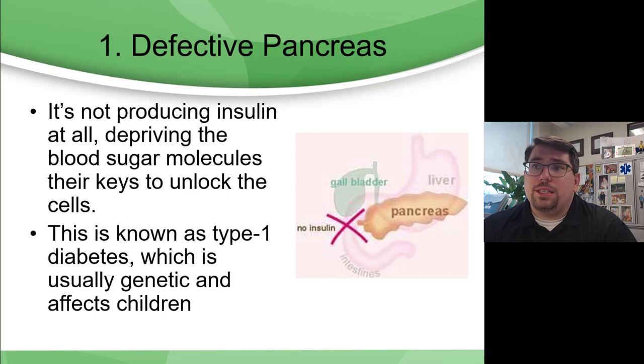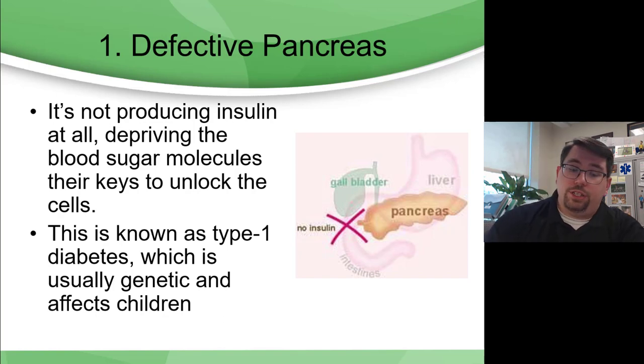For defective pancreas, it's just not producing insulin at all. It's going to deprive the body of blood sugar molecules because the key, insulin, is not able to unlock the cell for that sugar to get in to work. This is known as type 1 diabetes, which is usually genetic and predominantly affects children. You may see individuals who have type 1 diabetes who have an insulin pump or take insulin injections. There are type 2 diabetics, especially those that are more severe or brittle type 2 diabetics who have constant hyperglycemia, that they may be on a sliding scale of insulin as well too.